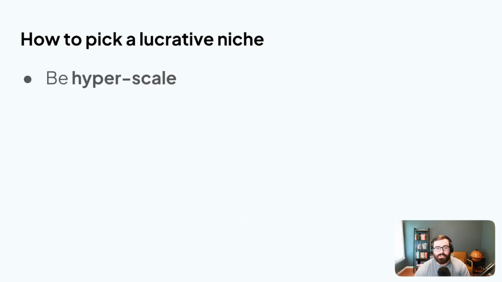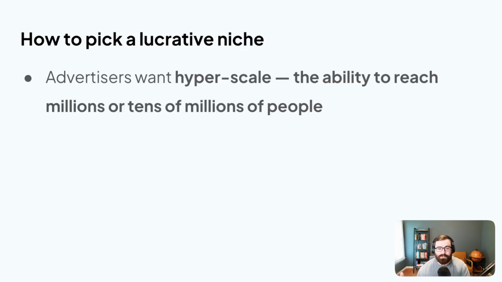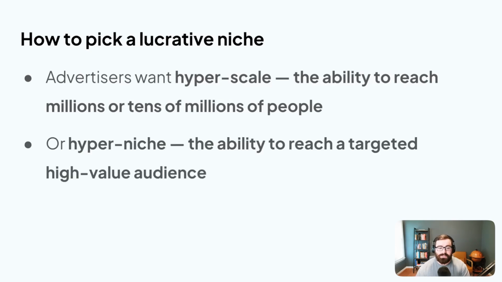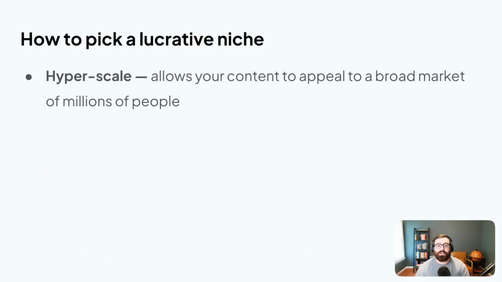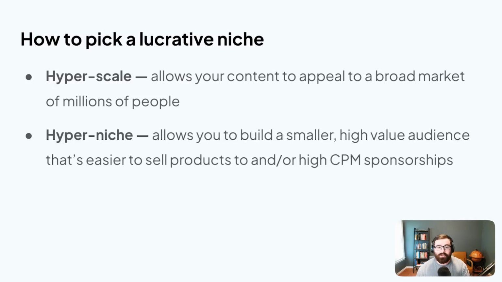To pick a lucrative niche, you either want to be hyper scale or hyper niche. You don't want to be in between. Advertisers want to work with a hyper scale newsletter or creator that has the ability to reach millions or tens of millions of people when they sponsor that newsletter or creator. Or advertisers want hyper niche, the ability to reach a targeted, high value audience through that newsletter or that creator's audience. Hyper scale allows your content to appeal to a broad market of millions or tens of millions of people, and hyper niche allows you to build a small, high value audience that's easier to sell your products to and easier to sell high CPM sponsorship.